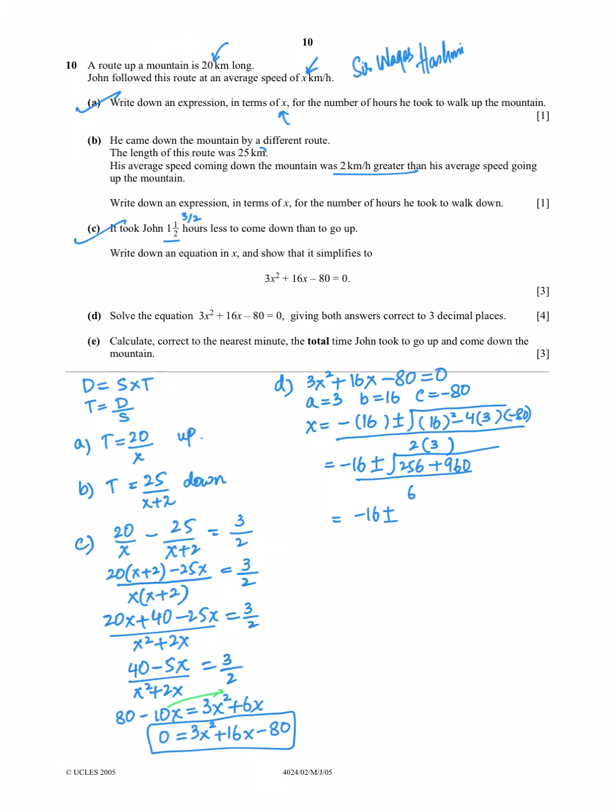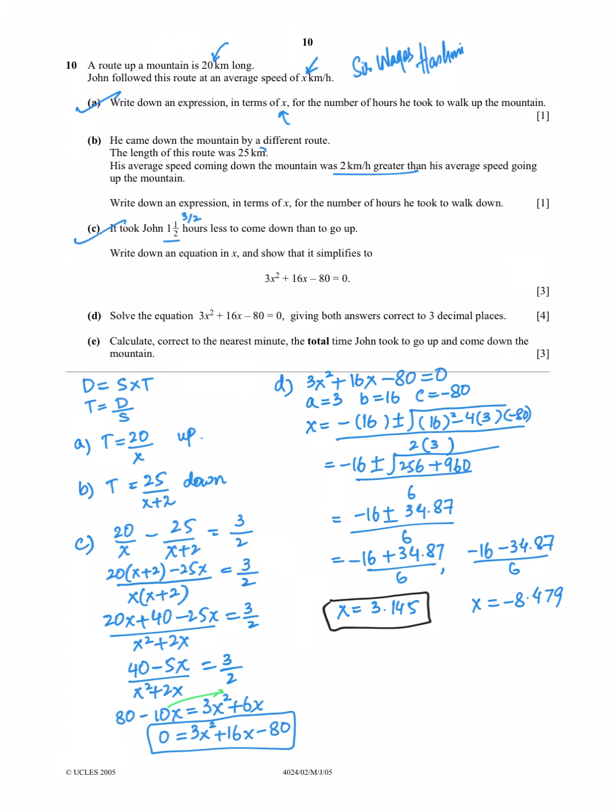So minus 16 plus minus 34.87 divided by 6. Minus 16 plus 34.87 divided by 6. Minus 16 minus 34.87 divided by 6. You got two values of x, one is positive and one is negative. So we always consider the positive one, because x is what? x is speed, and we always consider speed in positive, right? So that is your part D answer.